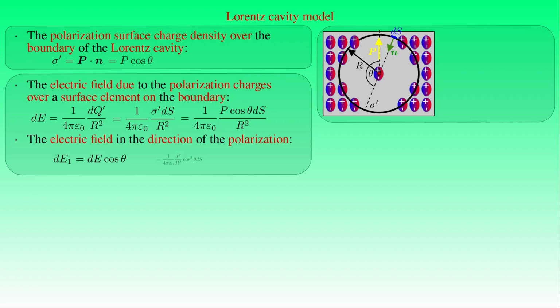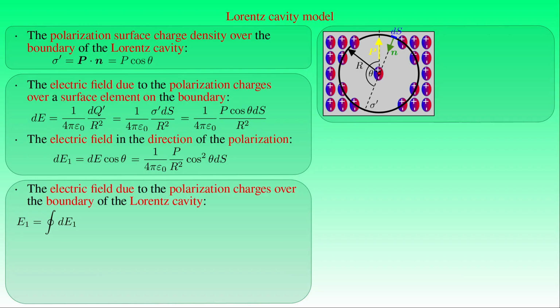Then we can express the infinitesimal field dE1 as 1 over pi times epsilon naught, times the ratio of the magnitude of the polarization P to the square of the radius r of the sphere, times the square of cosine theta, times the surface element ds. Now we integrate the infinitesimal element of the field strength over the surface of the Lorentz sphere to obtain the electric field E1 at the center of the sphere, and substitute the expression obtained for dE1 into the integral.